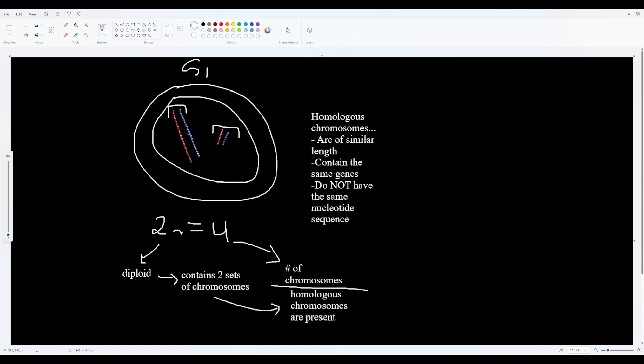So I know this is confusing. These red ones you get from mom, and these blue ones you get from dad, right? It's not like you get both of these from mom and then both of these from dad. No, in each pair you get one from dad and then one from mom, right? So homologous chromosomes are always going to be in pairs, right? Because they have similar length and similar content, right? So, yeah, these are your homologous chromosomes right here. Good.